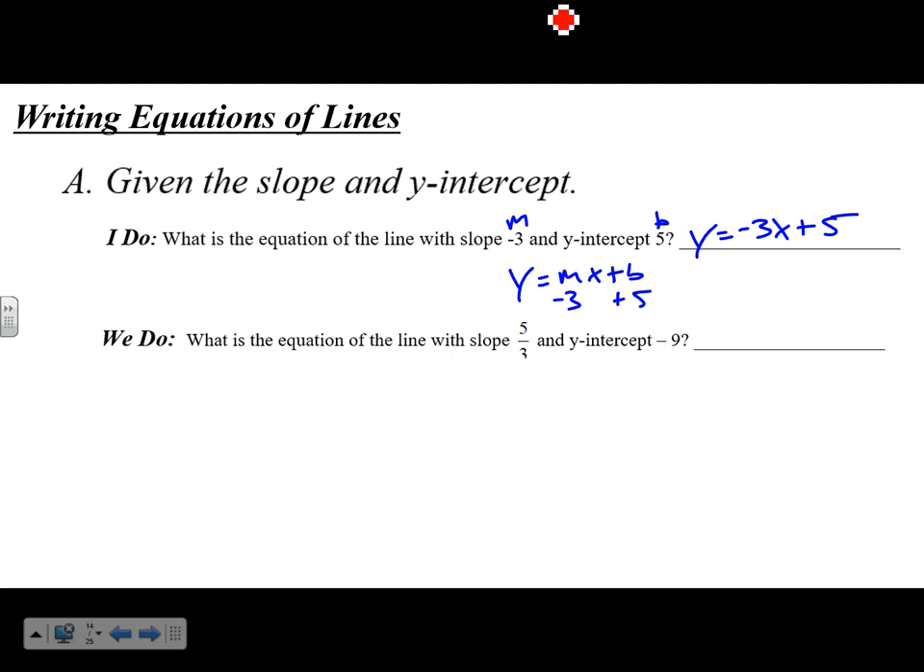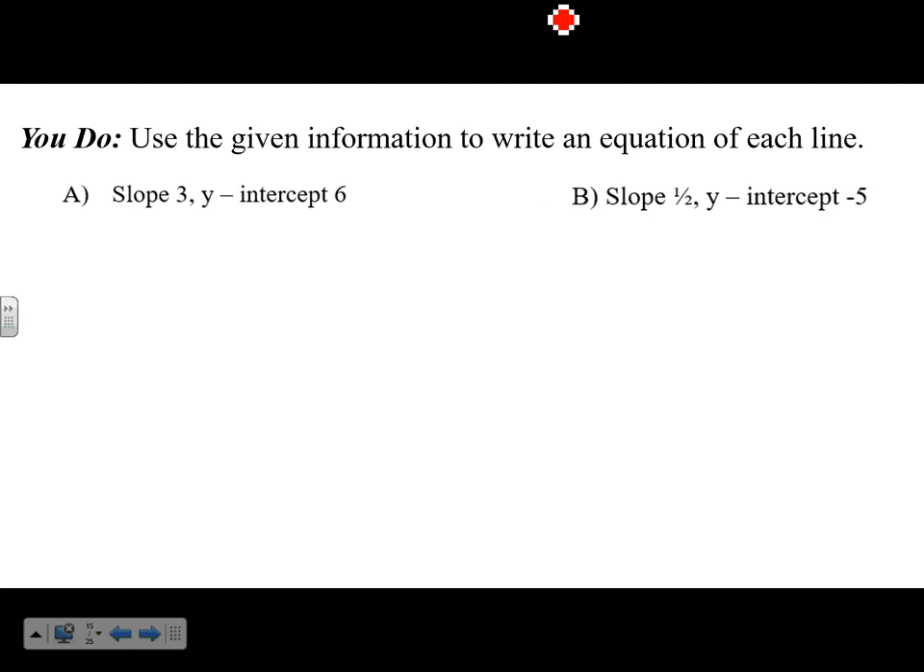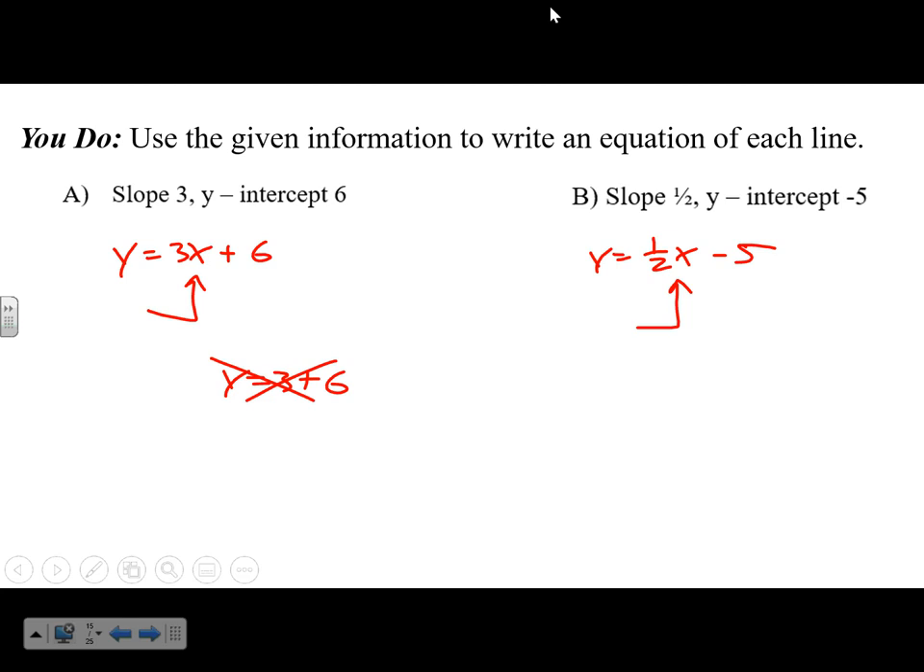Slope is 5/3 is what that should say. Y-intercept is -9, so y is equal to 5/3x minus 9. Y is equal to 3x plus 6. Y is equal to 1/2 x minus 5. Don't forget your x's. That's the thing that most people miss when they miss this one, is they just put y is equal to 3 plus 6. If there's no x, that doesn't work. So make sure you remember that x in there. But again, it should be pretty straightforward, especially after Algebra 1 and Algebra 2.